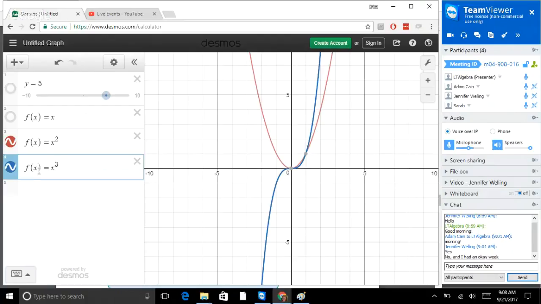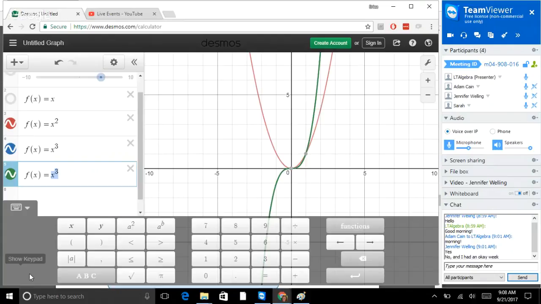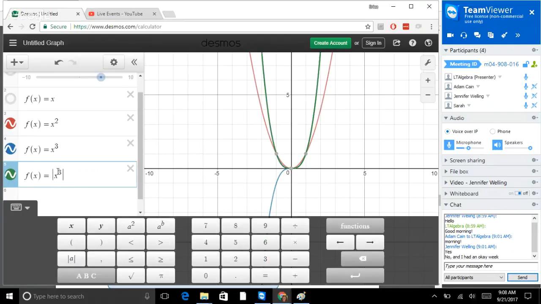Nope, cubic would be 3. We have our absolute value function. So in Desmos, they have a little absolute value here. So what's interesting about absolute value.